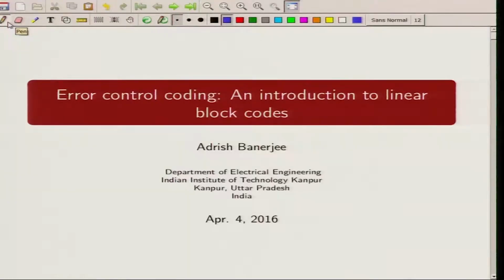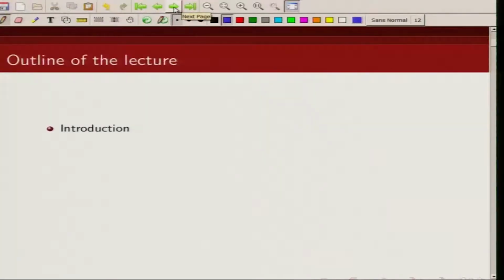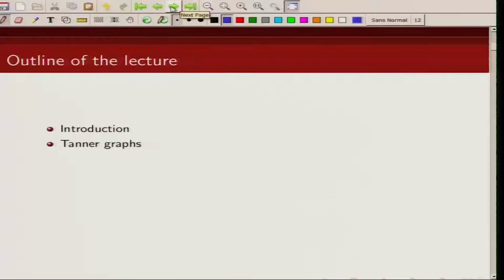Welcome to the course on error control coding and introduction to linear block codes. Today we are going to give a brief introduction to low density parity check codes. We will start off with a very basic definition of what we mean by a low density parity check matrix, what we mean by low density, and then we will show how we can write the parity check matrix using a bipartite graph, which is known as a Tanner graph.